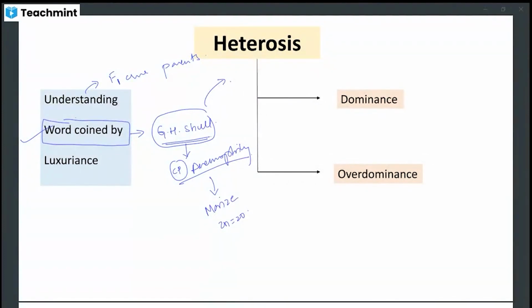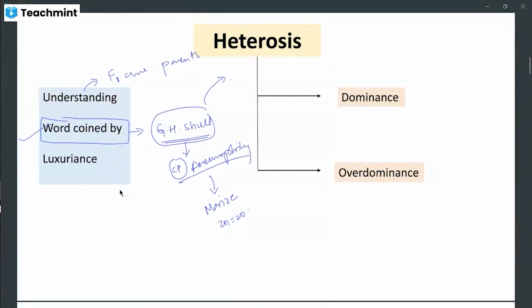Anyone? What do you mean by the term luxuriance? Or did you hear about the term luxuriance? See, luxuriance is also called pseudo heterosis, where an increase in the vegetative mass is seen. So just remember it is also known as pseudo heterosis.